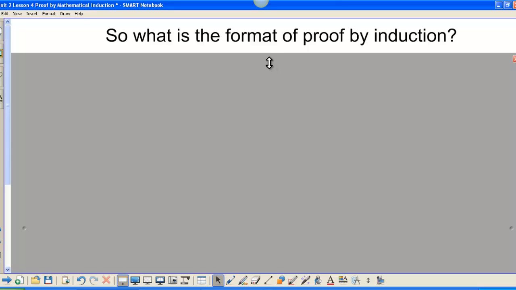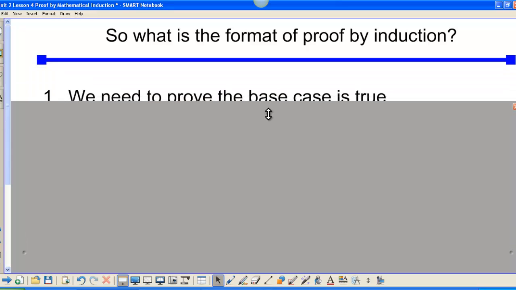So what is the format of proof by induction? Not to be confused with Fermat of proof by induction. Stupid math joke. Okay, moving on.